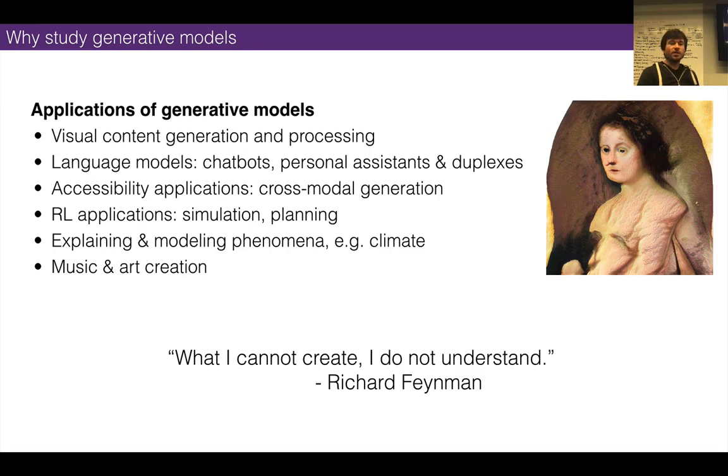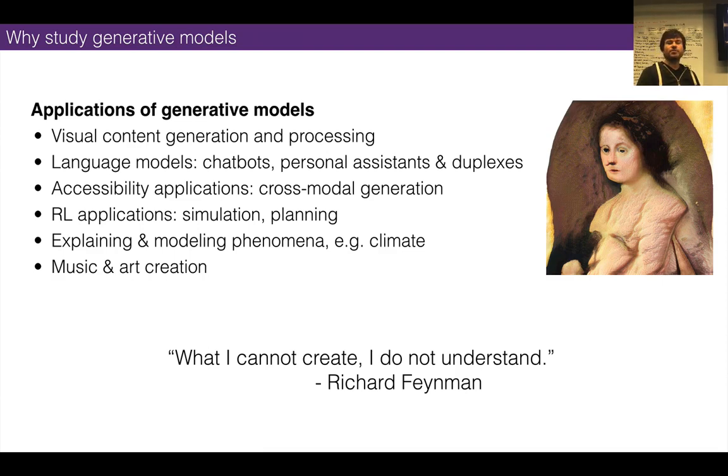Language models in particular, generative models of language, are your chatbots and your personal assistants and your automatic summarization, and the Duplex that Google came out with a year or two ago, the one that calls up restaurants and makes an order on your behalf and all this kind of stuff. Those are language models. That's kind of what those do. They generate text. They're generative models of text.